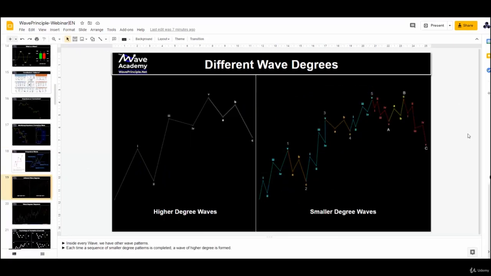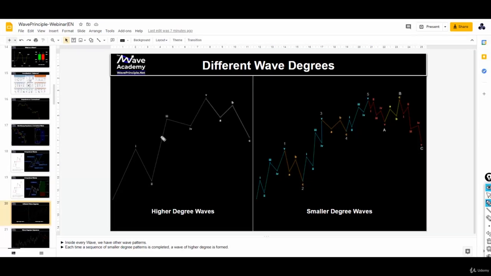And what about different wave degrees? What does it mean? It means that inside one movement we have 5 movements. Inside of one we have 3. And inside of these 5 we can have another 1, 2, 3, 4, 5. This is what we call degrees. Patterns inside patterns, movements inside movements, fractals.